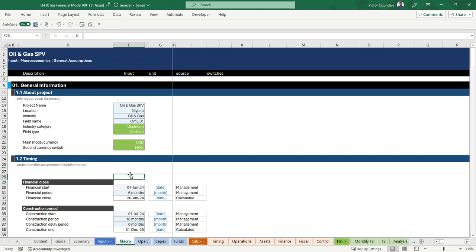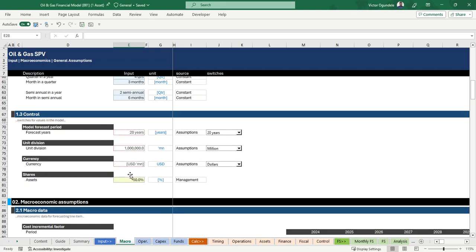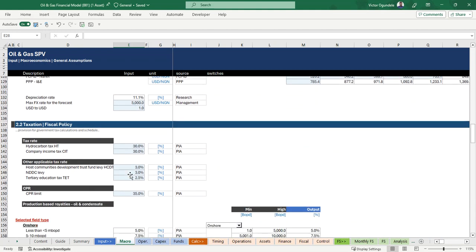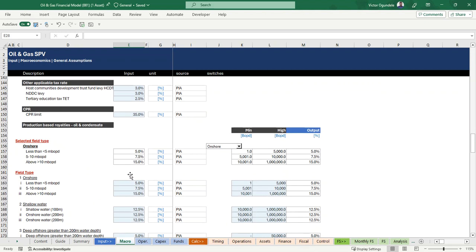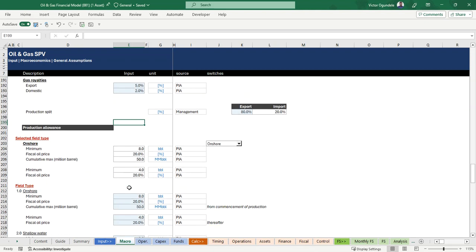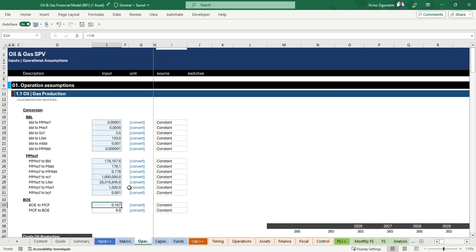So in the first part of the session, we were able to take a look at the project timing assumptions, the macroeconomic assumptions, including the cost incremental factor and pricing incremental factor, and we also discussed the applicable tax to this kind of project, including the fiscal policy, the PRA, as applicable in my current location, which is in Nigeria.